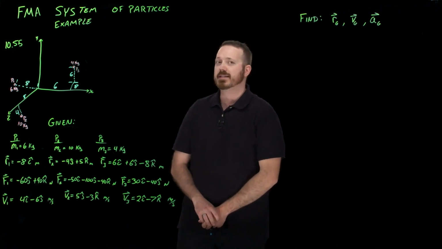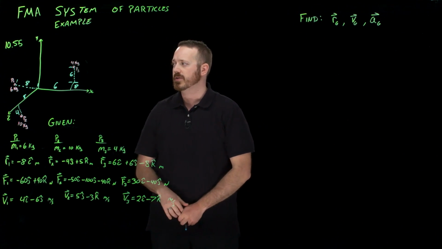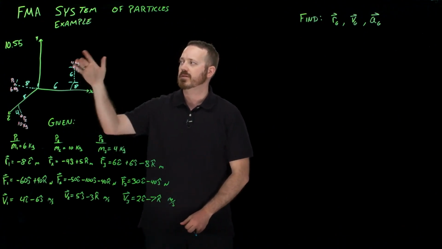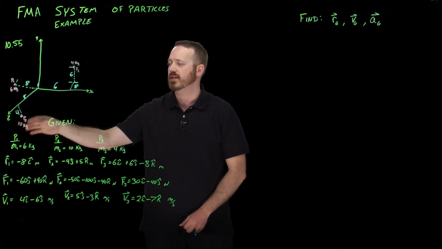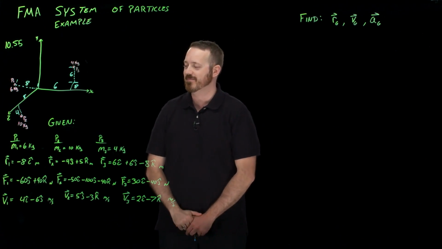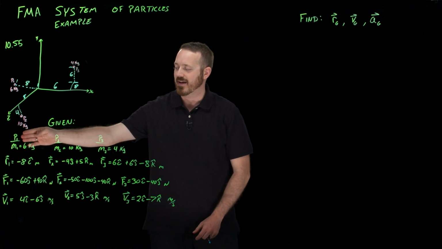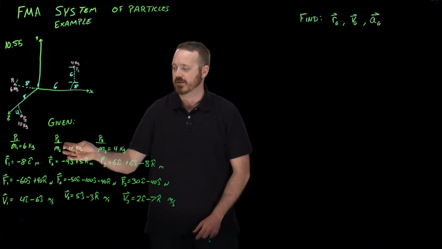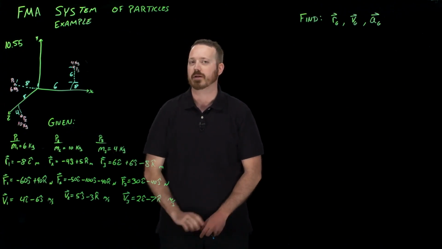So in this system, we just have, as I said, 3 particles. P1 is 6 kilograms, P2 is 10 kilograms, and P3 is 4 kilograms. Mixed those up. So that's what I have here for P1: 6 kilograms, 10 kilograms, and 4 kilograms.